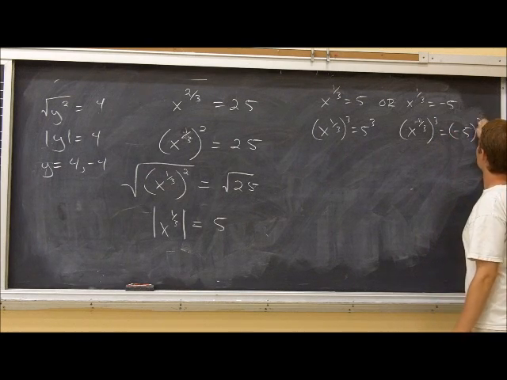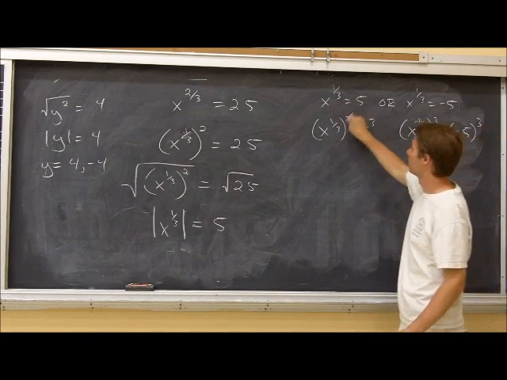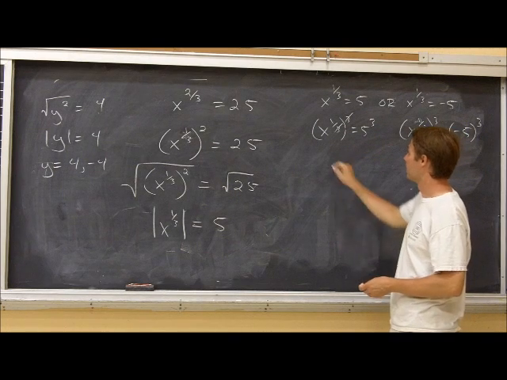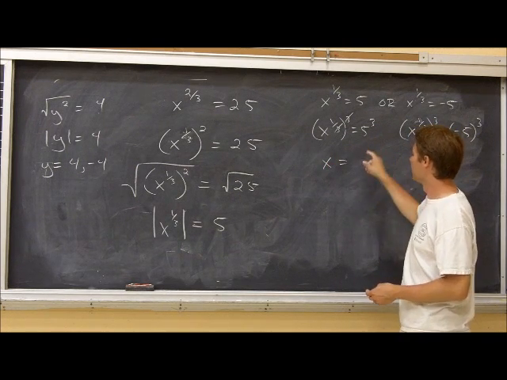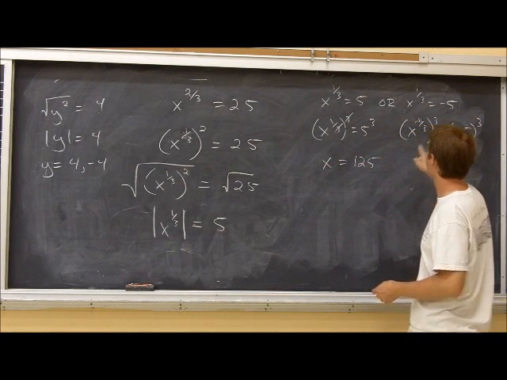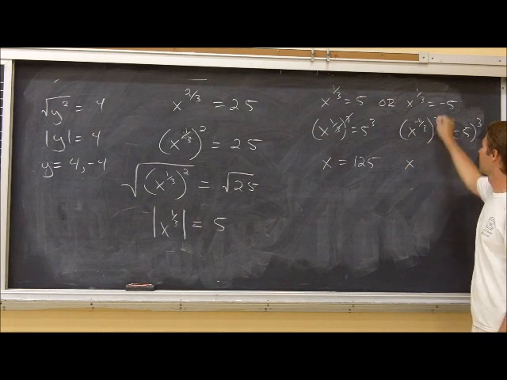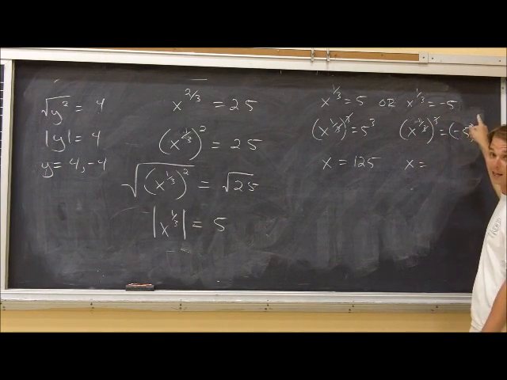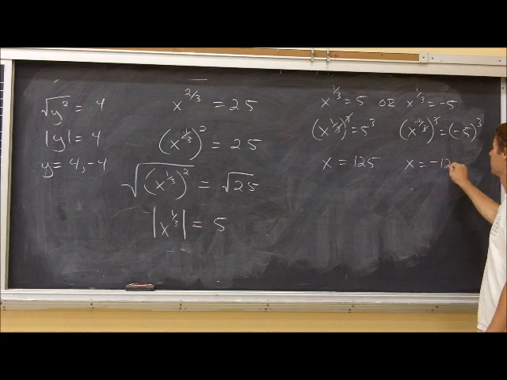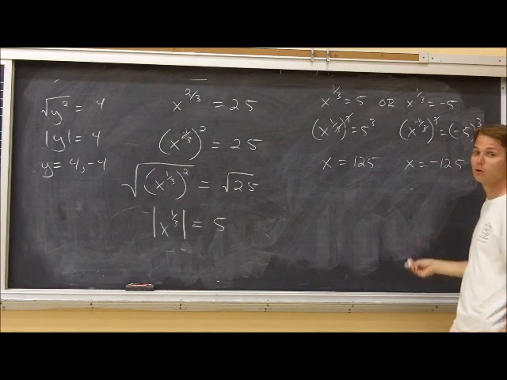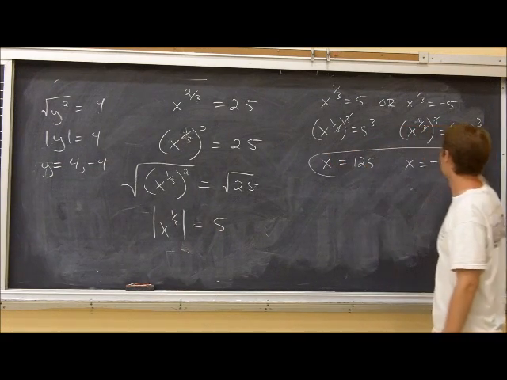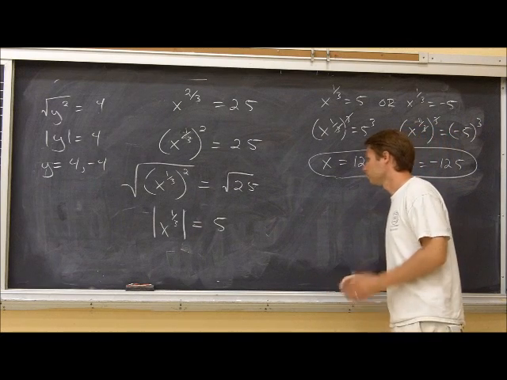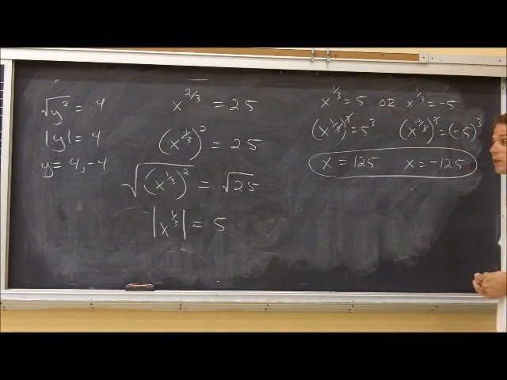Again, the reason I'm cubing this is because 3 times 1/3, this becomes just x to the 1st, and then 5 cubed is 125. Here I'll get the same thing, x to the 1st, and then negative 5 cubed. Remember, this is negative 125, since when you cube, you can either get a positive or a negative. So in this case, I'll actually get 2 answers here.